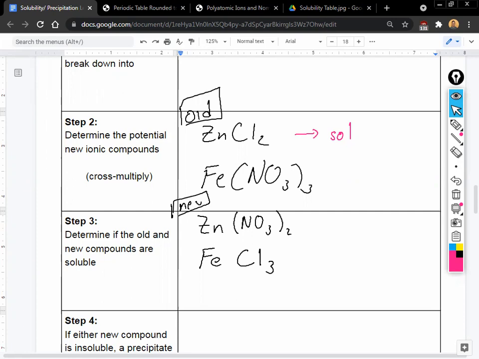Ichi, can you go to the printer real quick for me? Yeah, thank you.